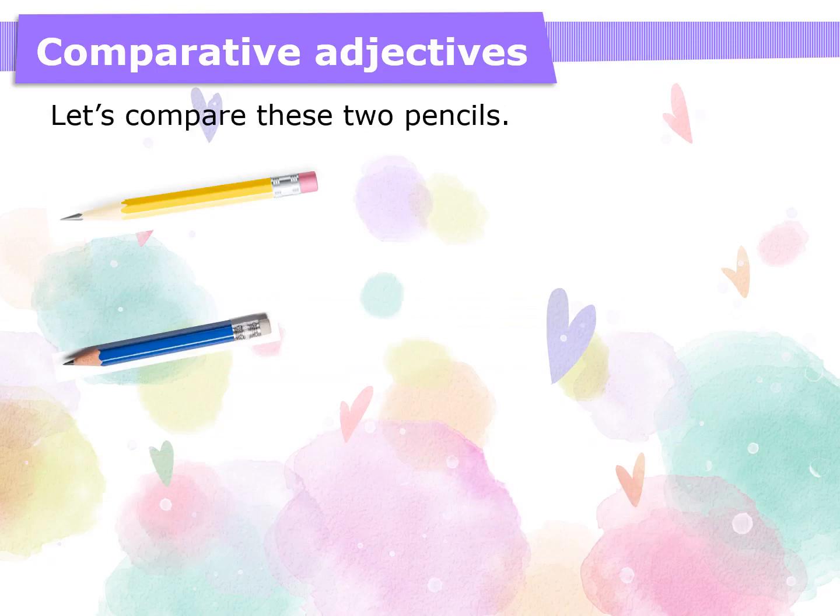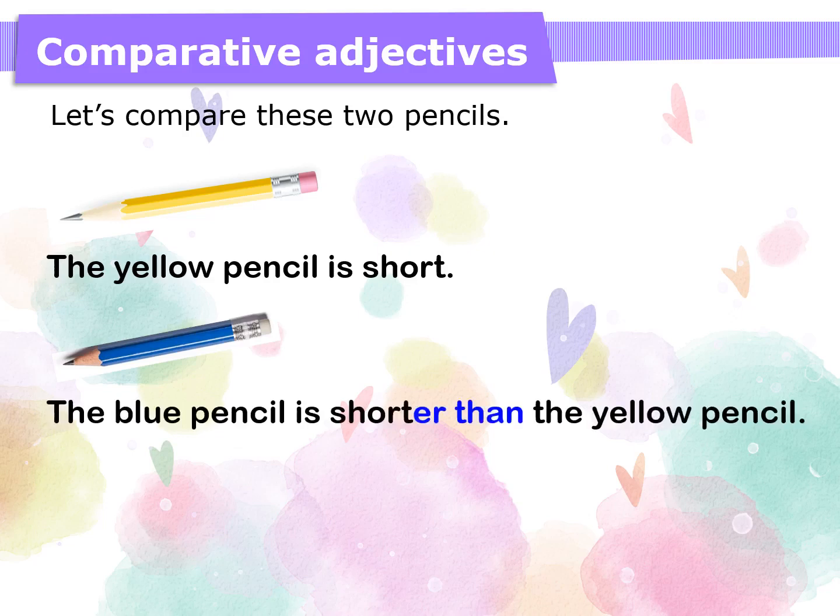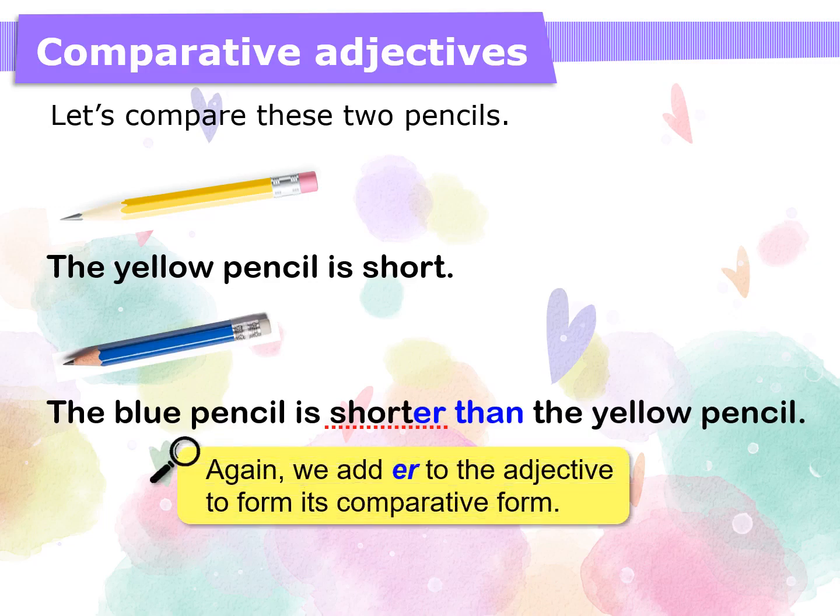Let's compare these two pencils. The yellow pencil is short. The blue pencil is shorter than the yellow pencil. Again, we add er to the adjective short to form its comparative form.